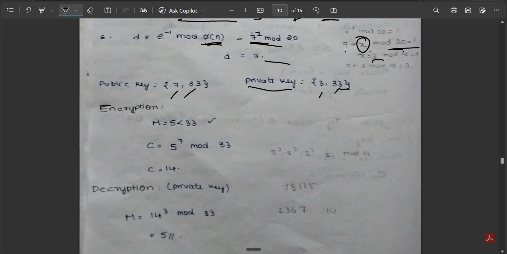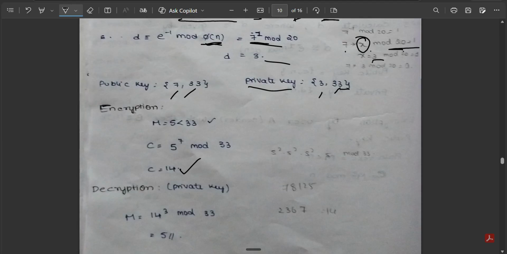5 power 7 is large, and we can't find 5 power 7 mod 33 directly in the calculator. So what we are going to do is split the powers: 5 square into 5 square into 5. We know 5 square is 25, and we have to find 25 mod 33. Once you find that, you multiply them and again take the resulting value mod 33. Then you will get the C value as 14.